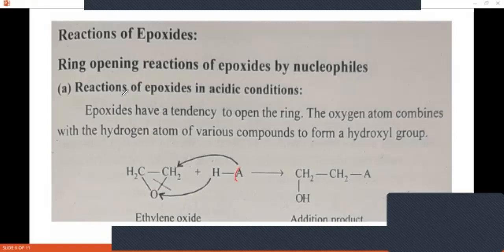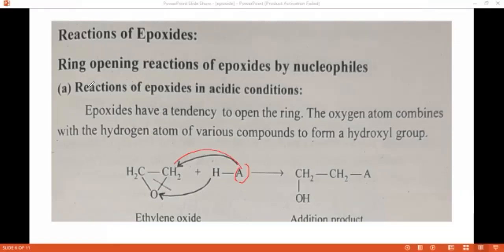Now A- attacks this CH2 group. There is electron depletion in this carbon atom, and this bond breaks in this direction. This hydrogen is attached to the oxygen to form the OH group. A is attached to this CH2 group, and this hydroxyl group is attached to this CH2, forming the addition product. This is a ring opening reaction.